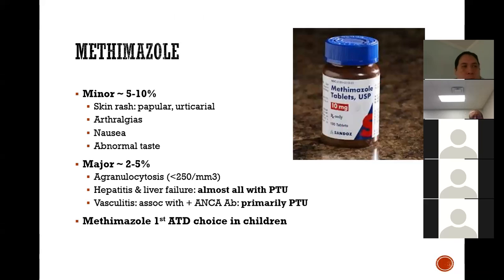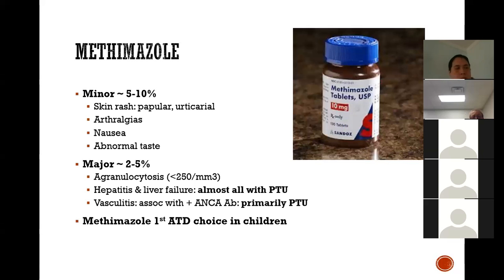papular or urticarial rash. Sometimes people complain of a little bit of arthralgia, and some people will have a little bit of nausea or feel like they have an abnormal sense of taste. Of all those things I've seen, the most commonly is the skin rash. And then major concerns, which happen in 2 to 5% of patients, so up to 1 in 20, is agranulocytosis.